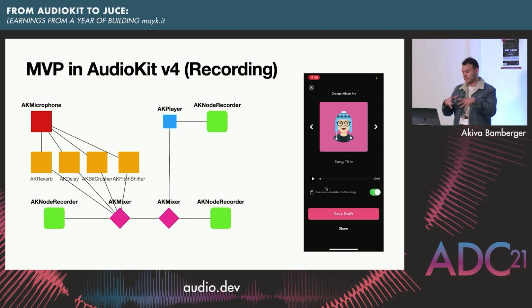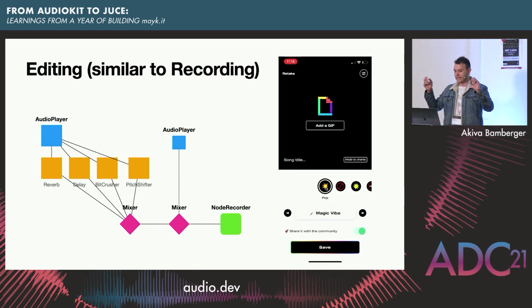And then you have this recording flow that ends up with 3 different stems. You have vocals, beat, and then mixed output. And editing is very similar, except instead of taking microphone input, you take some vocal stem, and you feed that into the same graph. And here you can see we have a number of different effects that we started building, and each of these at first was just using what AudioKit came with.